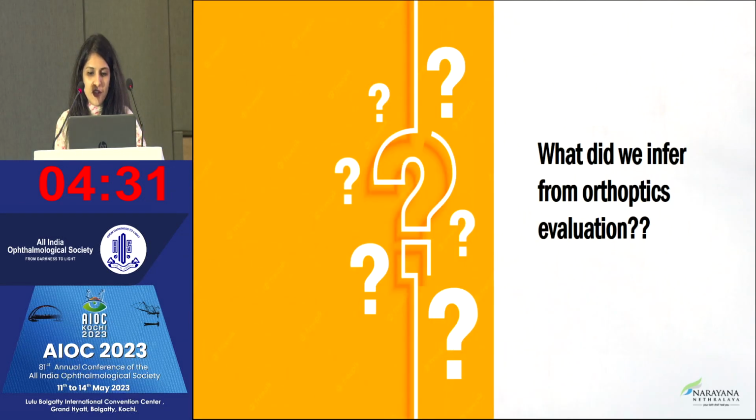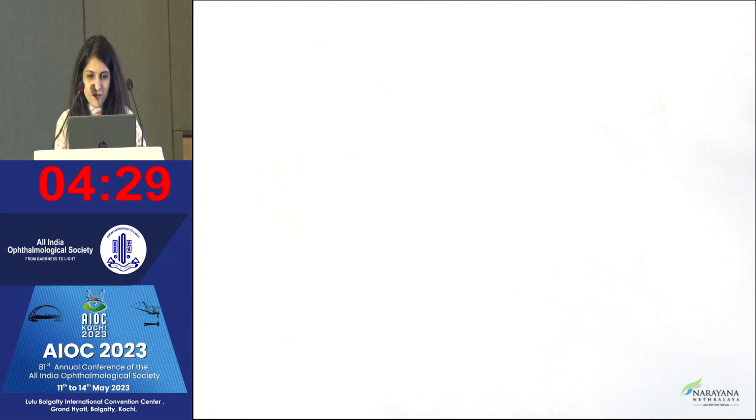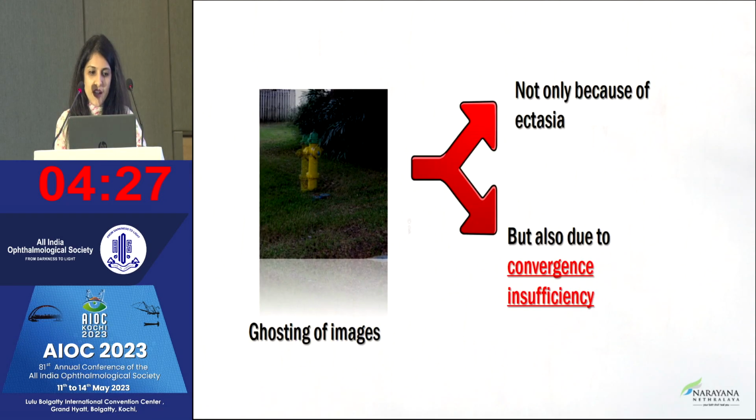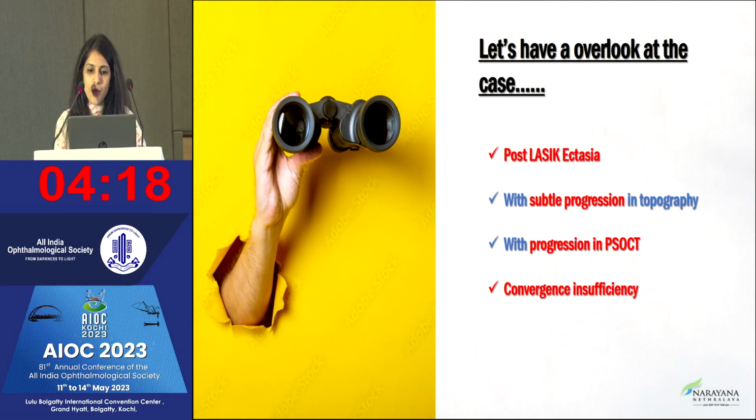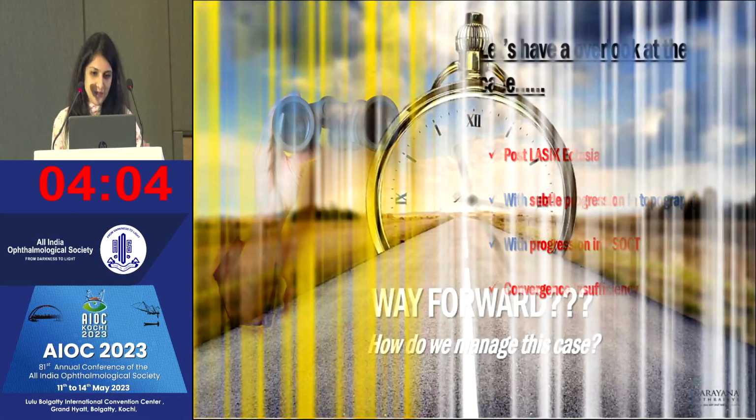So what did we infer from the orthoptics evaluation? So we identified that the ghosting of images that she was having was not just because of the ectasia, but also because of the convergence insufficiency. So to go back and to summarize, this patient gives us the take-home point that while she had a post-LASIK ectasia and showed progression in the PS-OCT as well, we shouldn't be ignoring the orthoptics part either.